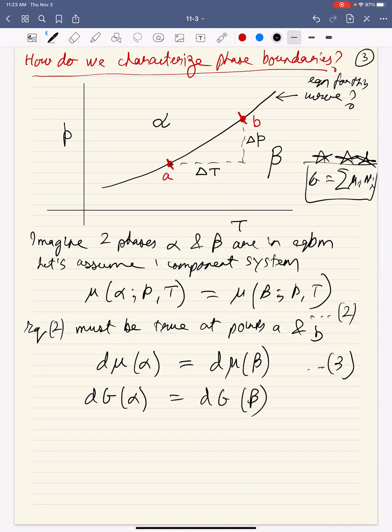So dG alpha is equal to dG beta. But what do we know about dG? Aiden just told us.